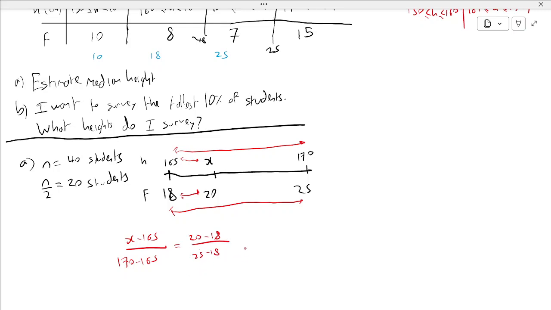You can just solve this equation. It's a nice easy equation to solve. x minus 165 over 5 is 2/7. So multiply 2/7 by 5 and add on 165. And then let's round it. 166.4 centimeters. We'll leave it at 1 decimal point.